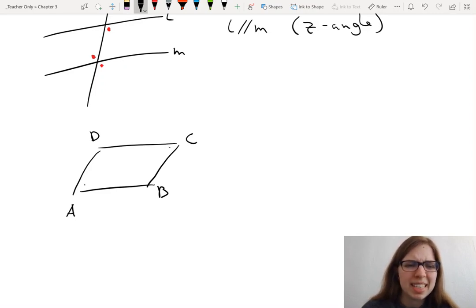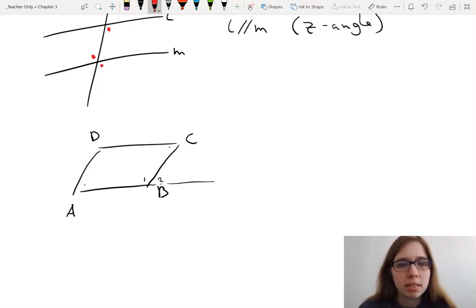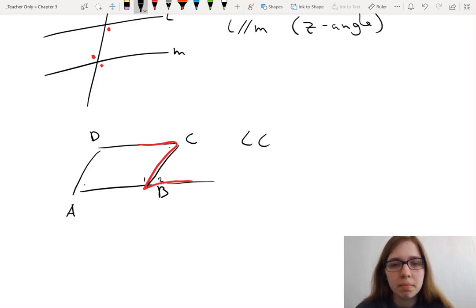I can't make any Z's just yet. I'm still missing something. So what I'm going to do is I'm going to extend this one a little bit. And now I can make a Z. So I can say that angle C is the same as angle B2 because of Z angles.